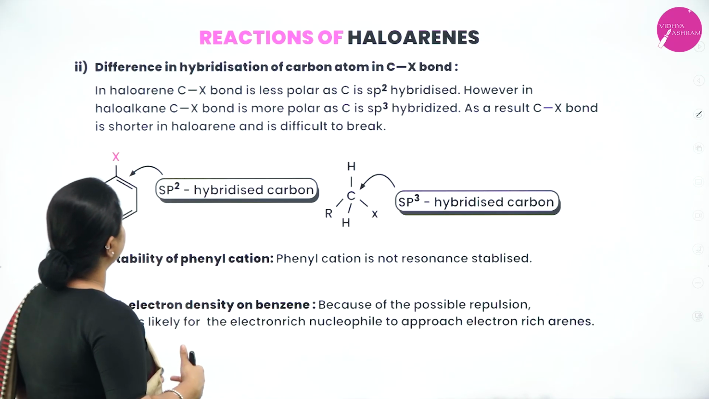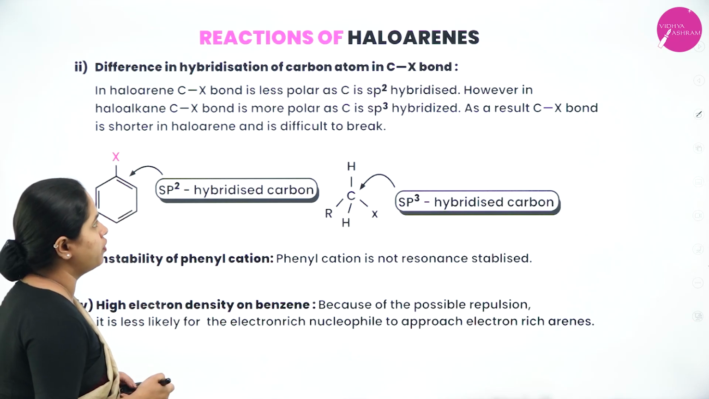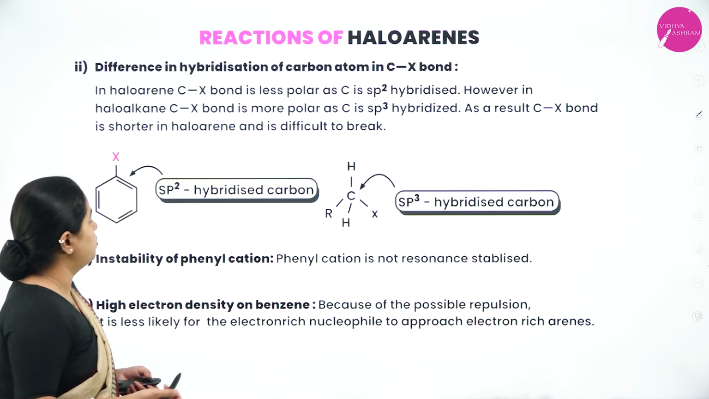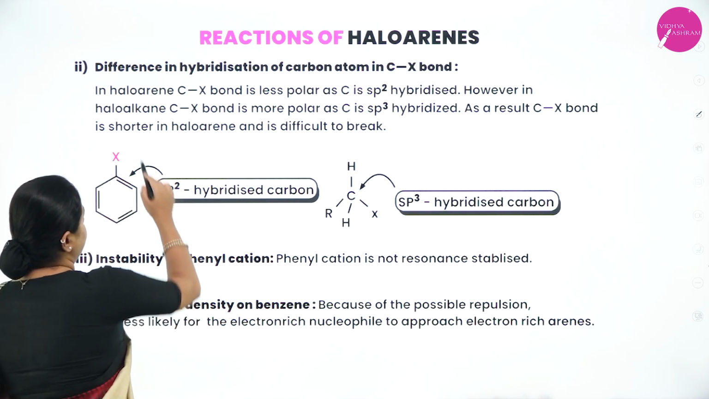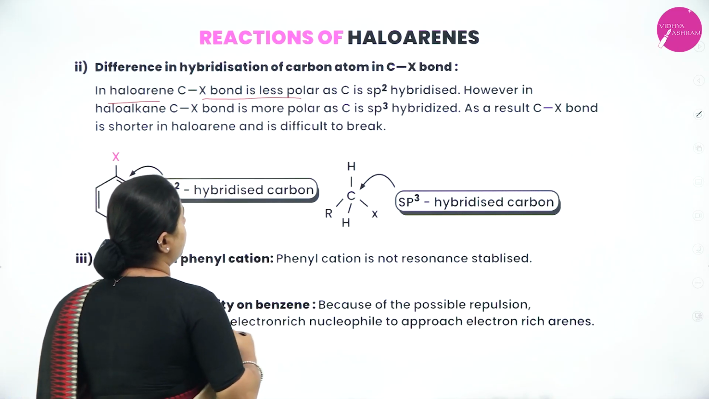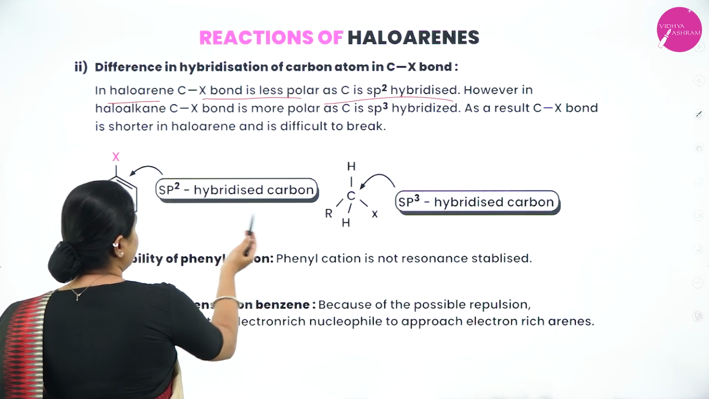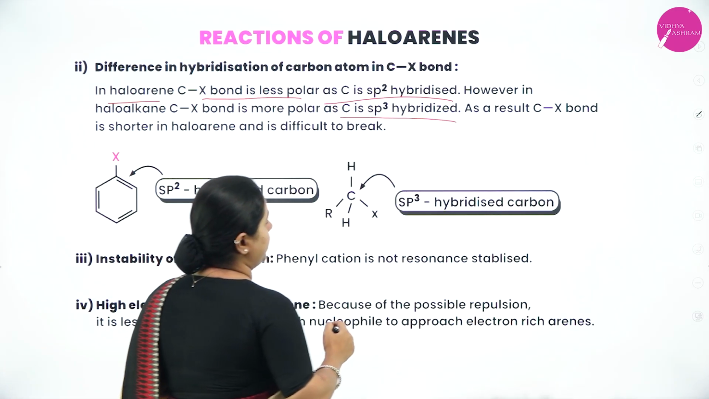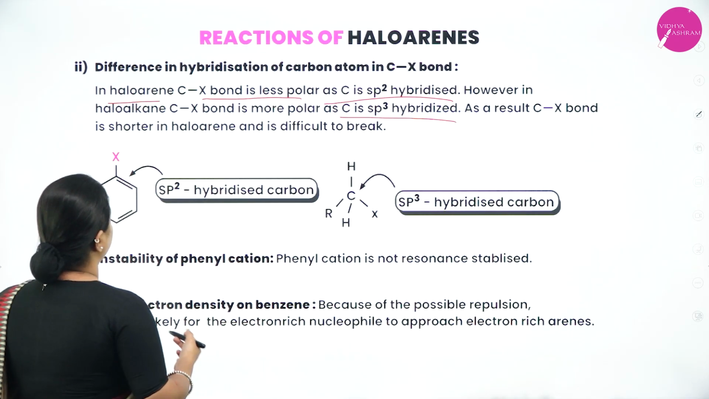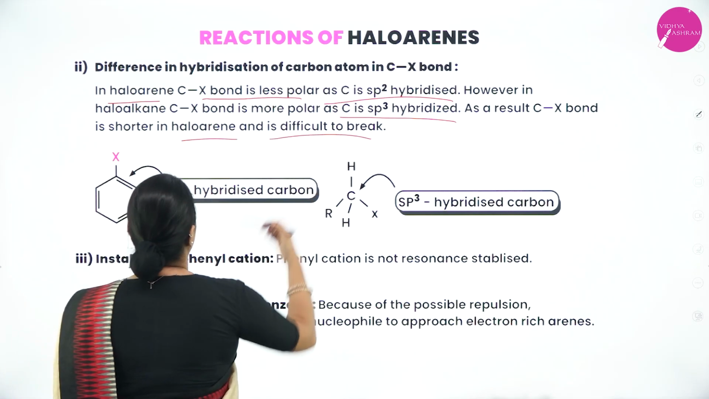Now the other reason is the difference in hybridization of the carbon atom in the carbon-halogen bond. What does that mean? In haloarene, the carbon-halogen bond is less polar as carbon is sp2 hybridized. However, in haloalkane, the carbon is sp3 hybridized. As a result, the carbon-halogen bond is shorter in haloarene and it is difficult to break.